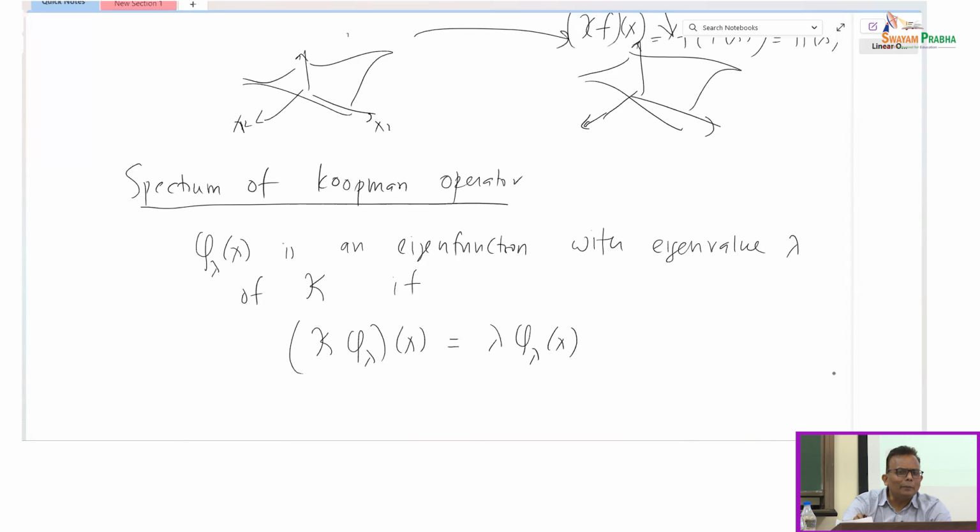Now things don't stop here, we get even crazier. When you have a finite dimensional matrix, the eigenvalues and eigenvectors are always discrete, right? But this object could have a spectrum which is continuous, not just a point spectrum. Okay, I'll tell you an example where that happens.